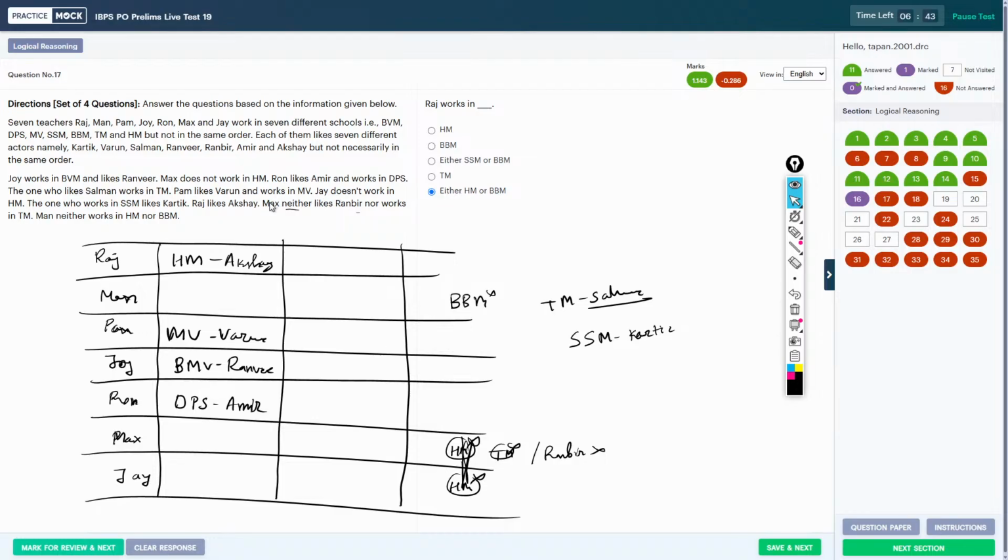If J does not work in HM, Man, command neither works in HM. Okay, then definitely Raj is in HM. SSM, Jay, Max, not Raj. Okay. SSM, right? BBM, okay, matches on HM. Okay. Then Karthik.